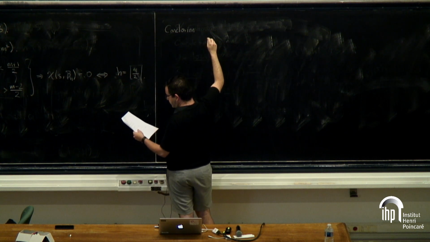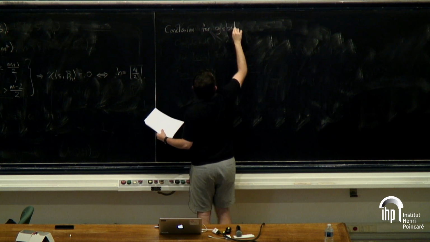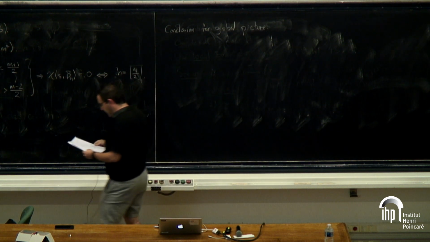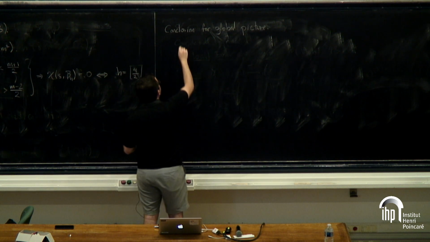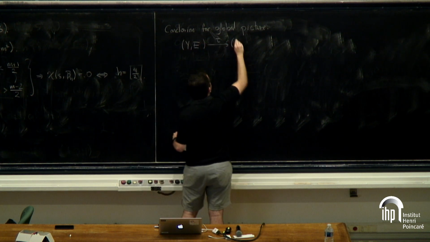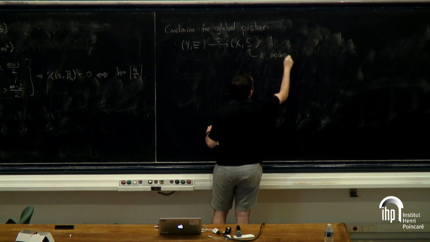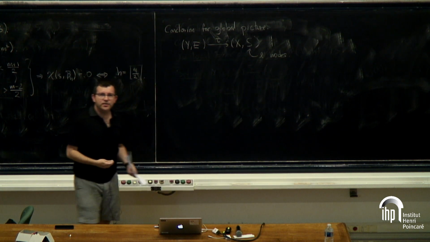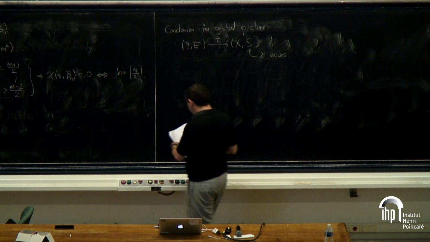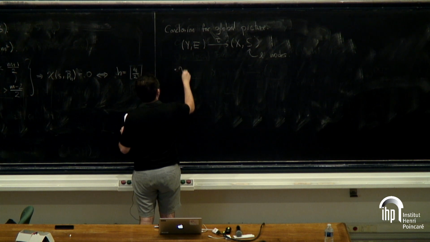The conclusion for the global picture is as follows. We're back to the global picture. So I have Y, E, and my tau, which was the resolution, and this is capital S. I'm looking at L nodes again. And remember, X is a mildly singular complete intersection of general type. What we're going to do is put together two things.